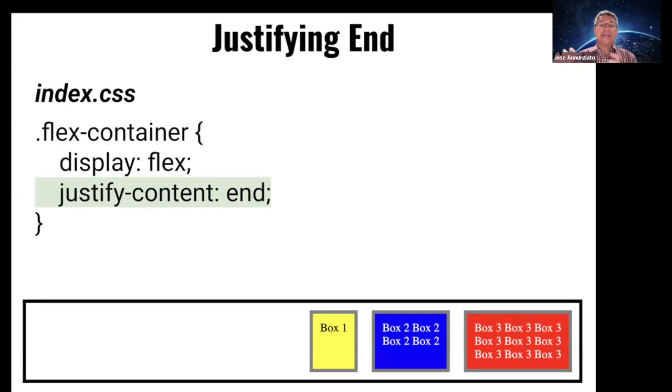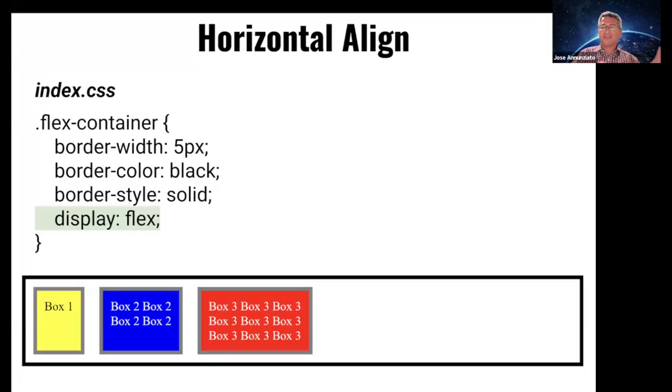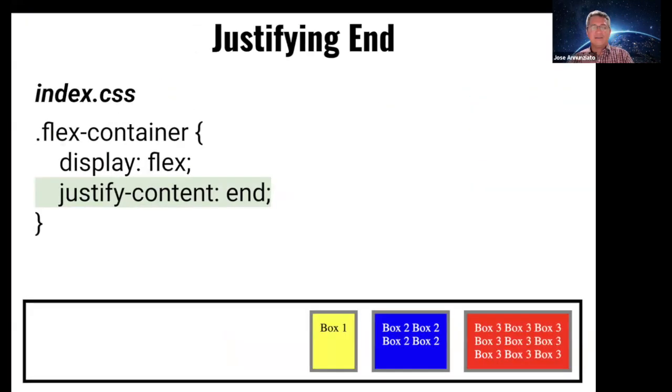The next one is at the end. So I told you before, the default is at the start, but you can override that and it becomes at the end. So it's almost like justified to the right. Notice that we don't use the words left and right. Instead, we use start and end.